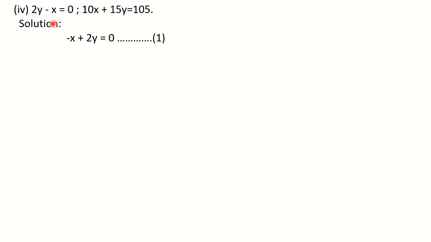So x I have shifted along with the sign. So minus x plus 2y is equal to 0, equation number 1. And equation number 2 is already in standard form, so copy it down as it is: 10x plus 15y is equal to 105. Okay, now here the question can be solved in two different ways. The first thing is that you will observe that equation number 2 is divisible by 5. Everywhere the coefficients are divisible by 5.